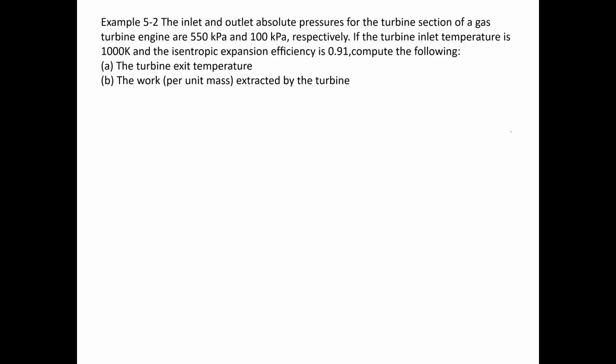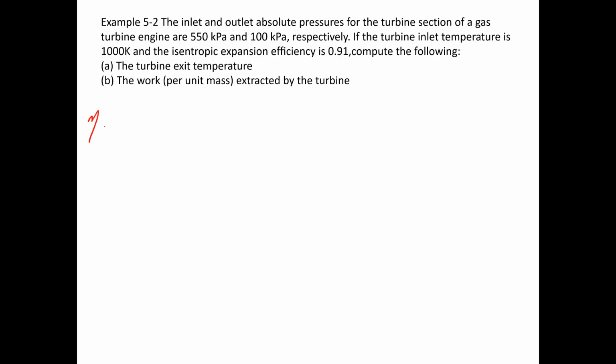To drive this point home, let's do an example problem for this one. This example problem from your book reads: the inlet and outlet absolute pressures for the turbine section of a gas turbine engine are 550 kPa and 100 kPa respectively. If the turbine inlet temperature is 1000 Kelvin and the isentropic expansion efficiency is 91%, or 0.91, compute the turbine exit temperature and the work per unit mass extracted by the turbine.